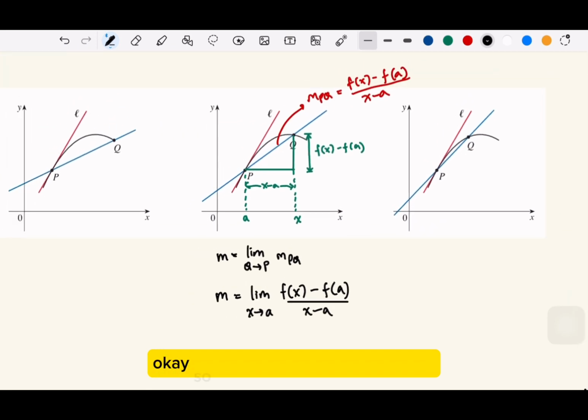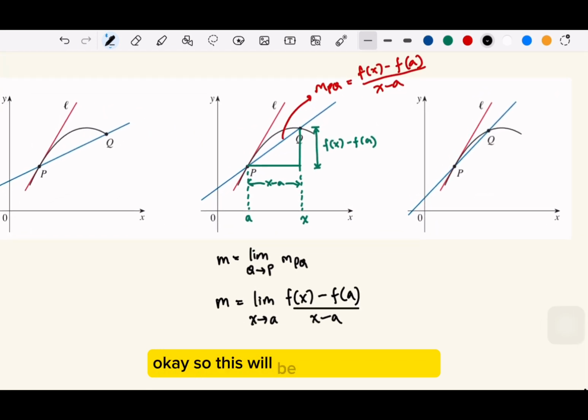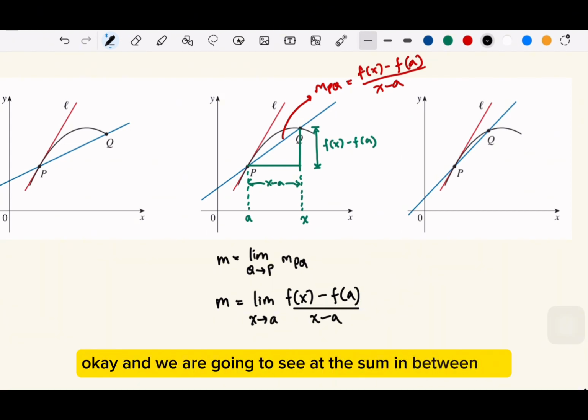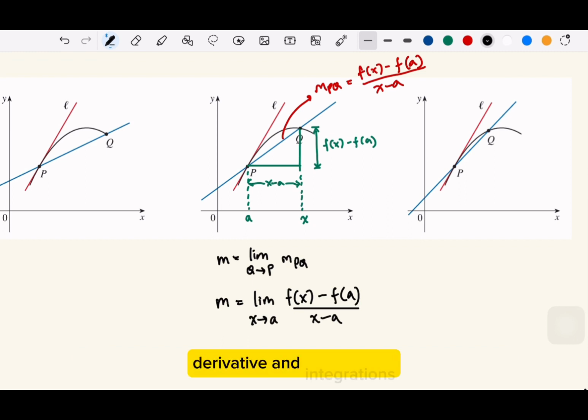Okay, so this will be an introduction to the derivative concept. We are going to see this a little bit more later. This is just to show you that the area problem and the tangent problem are the two key points in calculus. And we are going to see, in between derivatives and integrations, there will be some fundamental theory on how to connect these two together.